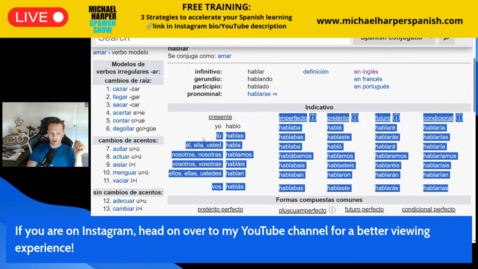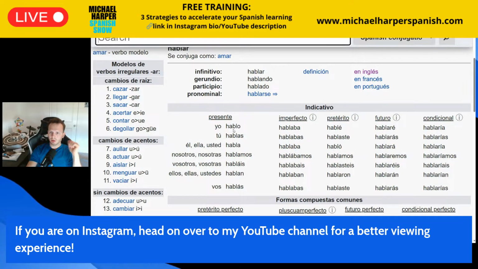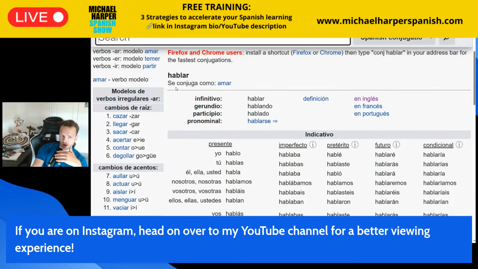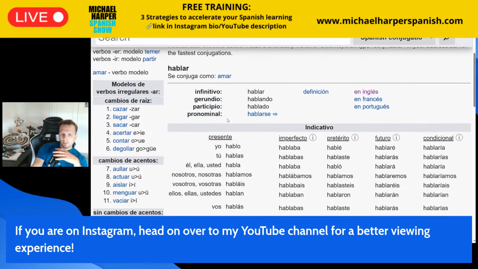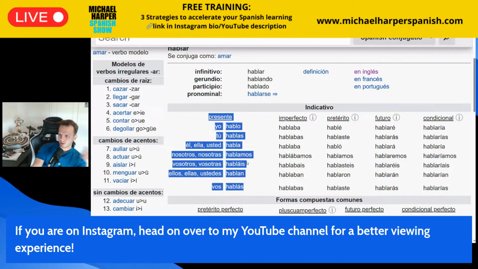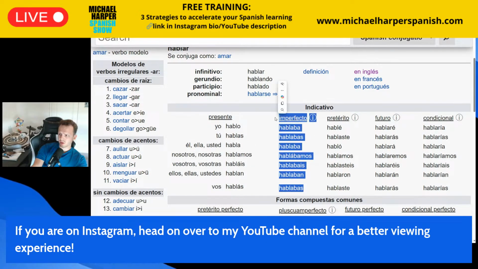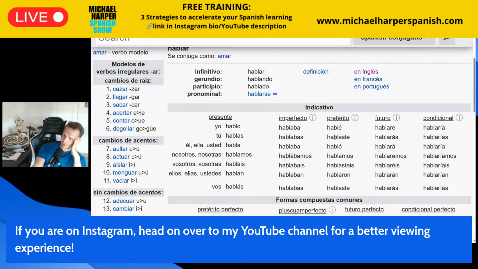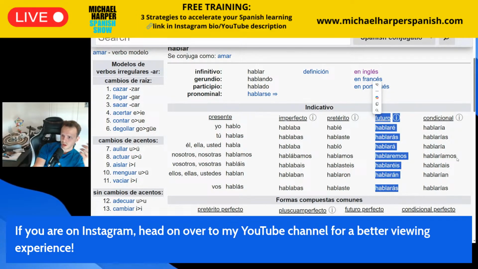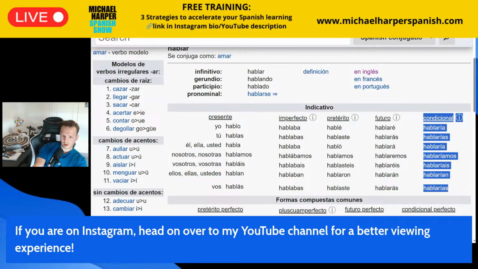So you've got present tense. By the way, this is wordreference.com, just a regular conjugation chart for the verb hablar, which means to talk or to speak. You've got present tense: I speak, you speak, we talk. You've got imperfect, which is was speaking, used to speak, was talking. Preterite, you've got spoke, talked, he, she talked to, we talked to. You've got future, which is will talk. Conditional is would talk, right?